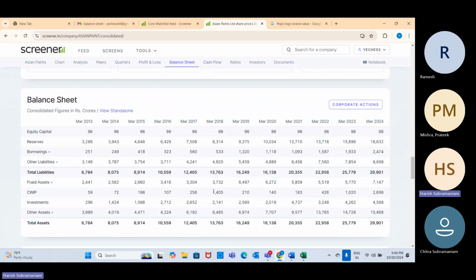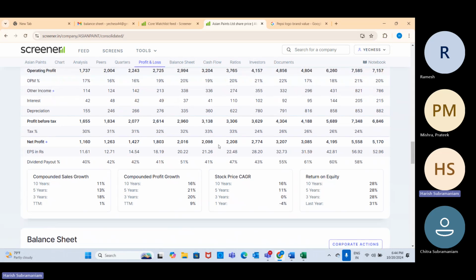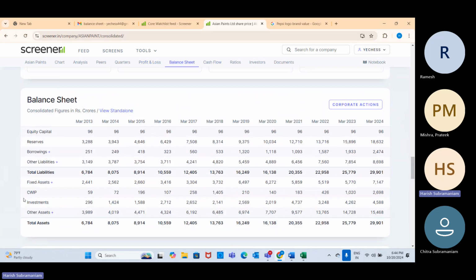That's because as they are building more and more plant and equipment and other capital intensive goods, other factories and so on, once a factory is built, it becomes productive. They start producing the paint and then they sell the paint. And because they sell the paint, they start making more money. So this is another typical thing we will look at in the CWIP.